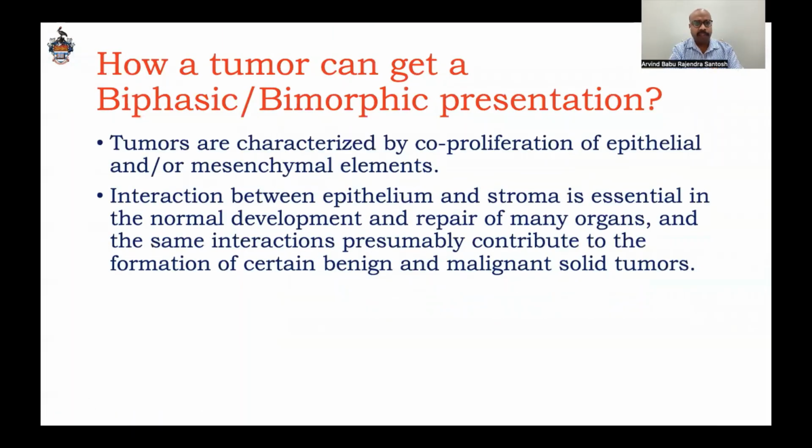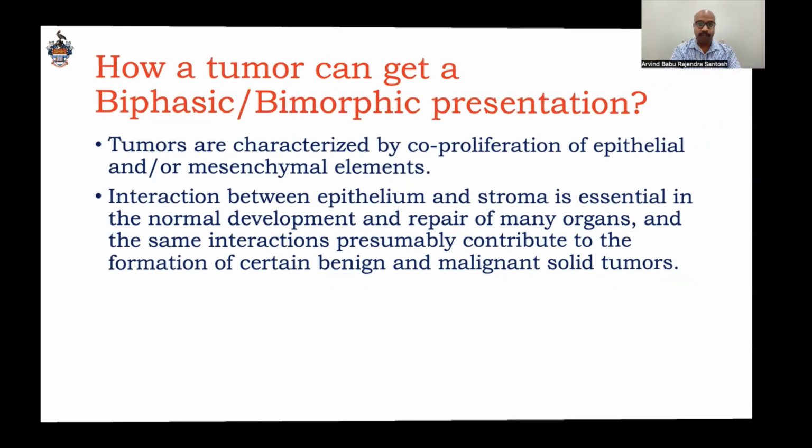So how can a tumor get a biphasic or bimorphic presentation? As we all know about the tumor microenvironment, right? The tumors are characterized by co-proliferation of epithelial and mesenchymal elements. The interaction between epithelium and stroma is essential in the normal development and repair of many organs. And similarly, the same interactions presumably contribute to the formation of certain benign and or malignant solid tumors.